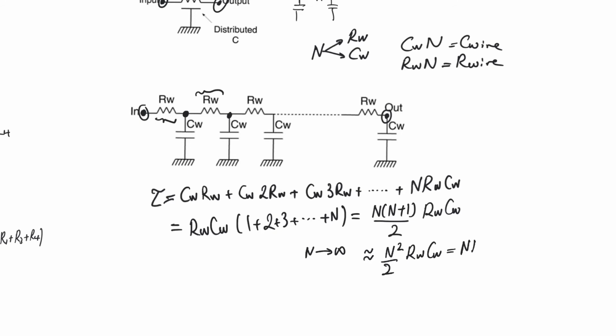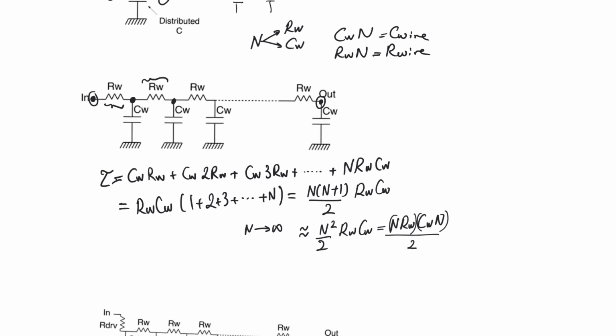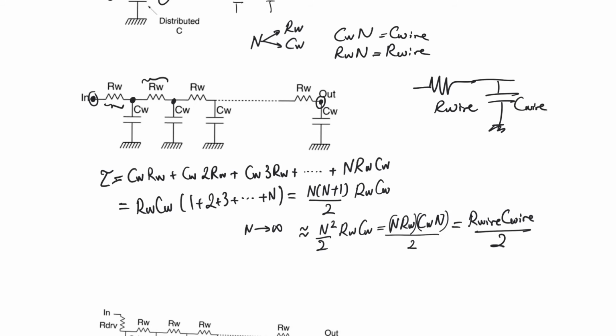But n times Rw and Cw times n, each of these is equal to the wire resistance and the wire capacitance, respectively. And so this is going to be equal to R wire times C wire over 2. And so we find that the time constant of the wire is actually half the time constant that you would have expected if you consider the wire to be a lumped R and a lumped C, where you had an R followed by a C. So the time constant you would have observed here is Rw times Cw, R wire times C wire. Instead, we should observe half of that time constant.